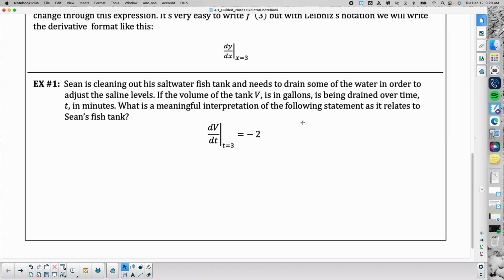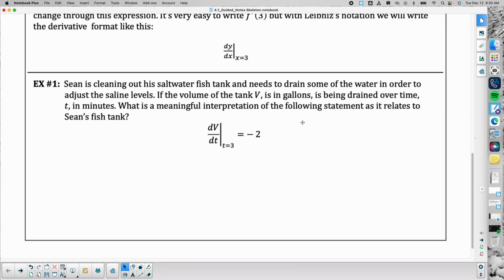Okay, so it says Sean is cleaning out his saltwater fish tank and needs to drain some of the water in order to adjust the saline levels. If the volume of the tank V, in gallons, is being drained over time T, in minutes, what is a meaningful interpretation of the following statement as it relates to Sean's fish tank? That is an awful lot. Let's start with dv dt.